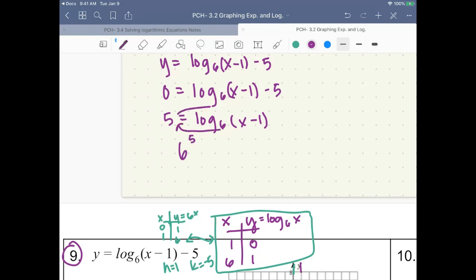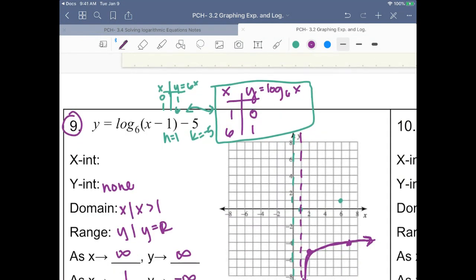6 to the 5th power equals x minus 1. So 6 to the 5th power plus 1, so add 1 to both sides, is equal to x. So that is something really large. Let's see what the number is, because this thing is rising really slowly. Okay, so 6 to the 5th plus 1 is 7,777. So my x-intercept is 7,777, comma, 0. And that's it.